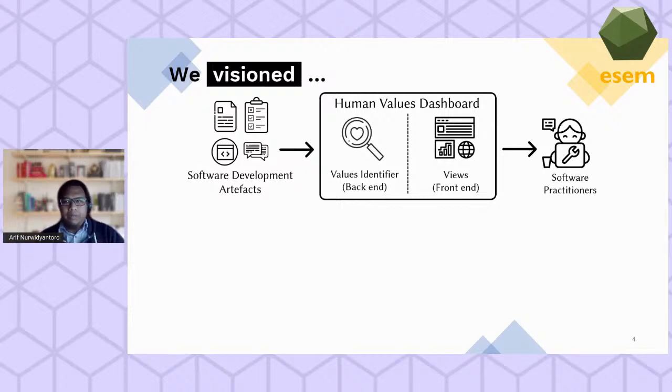The backend will identify the presence of human values from software development artifacts. Then this information will be displayed using several views to software practitioners in the front end. At this point, because we do not know how this tool can be useful for software practitioners, we conducted an exploratory study to answer the following questions.